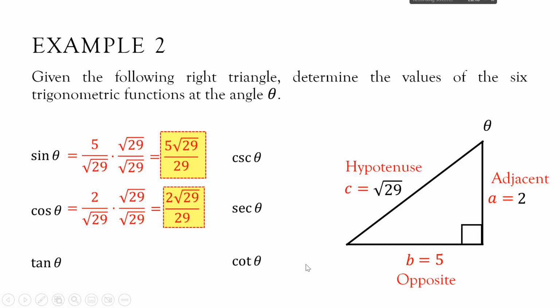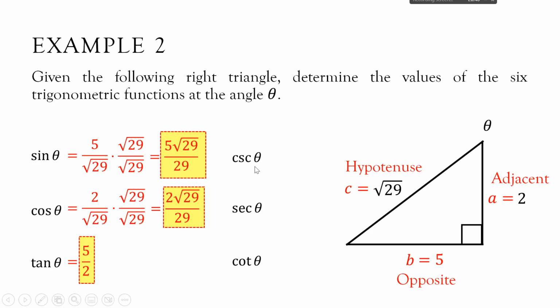Now for tangent. Tangent should be the opposite over the adjacent. So my opposite is 5 divided by the adjacent, 2. So 5 over 2, and I don't need to do any special multiplication because, well, I don't have a square root on the bottom, and this is already simplified all the way. So I have sine, cosine, and tangent. Now let's move on to the other three.